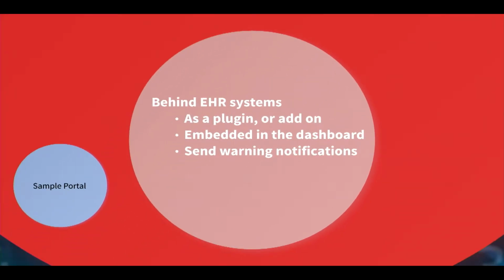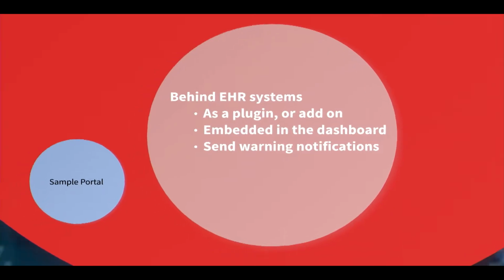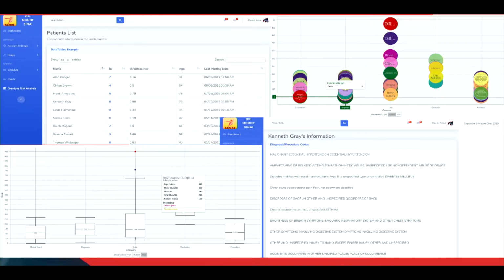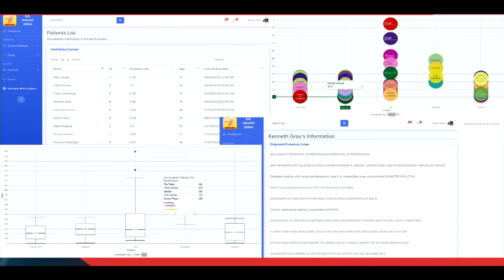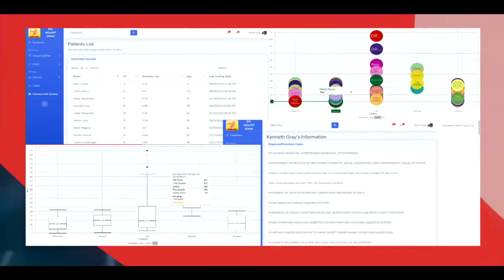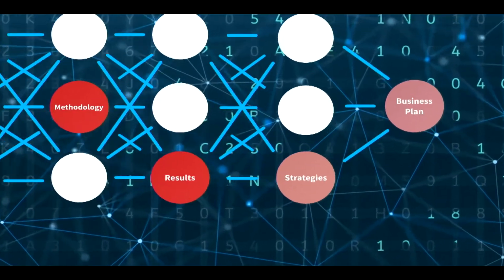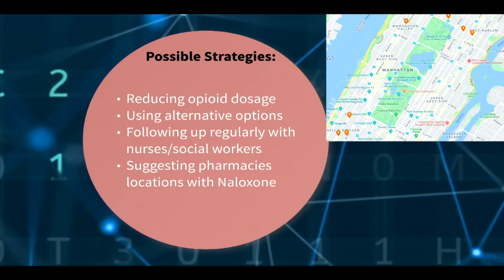This model should go into the EHR systems in hospitals and healthcare systems, embedded in the dashboard of physicians. These are some screenshots of a potential model that can be integrated into EHR. After our model detects these cases, healthcare providers and social workers can take better care of these patients to prevent opioid overdose.